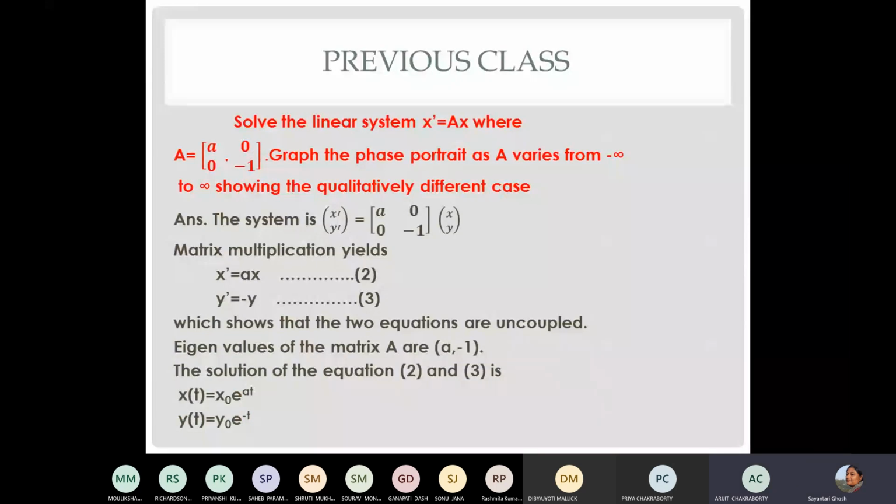Its diagonal elements are eigenvalues. Diagonal elements are eigenvalues. Very good. Okay. So now, the eigenvectors also you can figure out very easily, right?